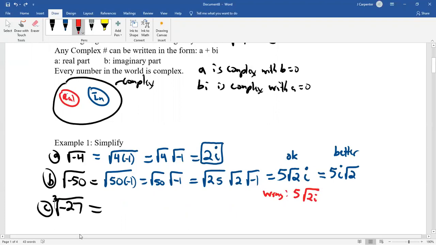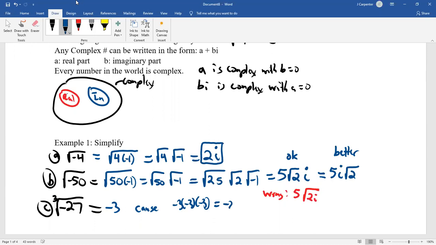It was square roots of negatives that we had a problem with because a negative times a negative was a positive. When you have a cube root of a negative, a negative times a negative is positive, and then times another negative makes it negative. This answer is actually just -3 because, and let me get off red because it's no longer wrong. Sorry about that. So that's because negative 3 times negative 3 times negative 3 is negative 27. There are no imaginary numbers needed for cube roots.